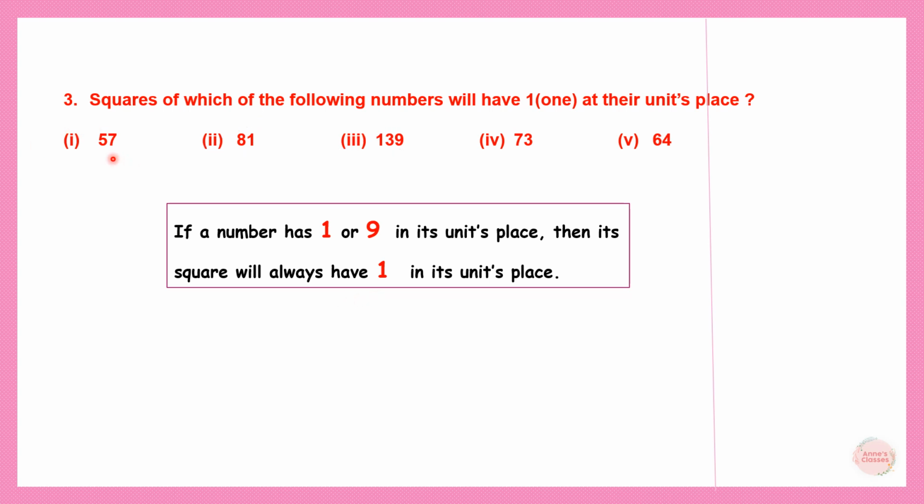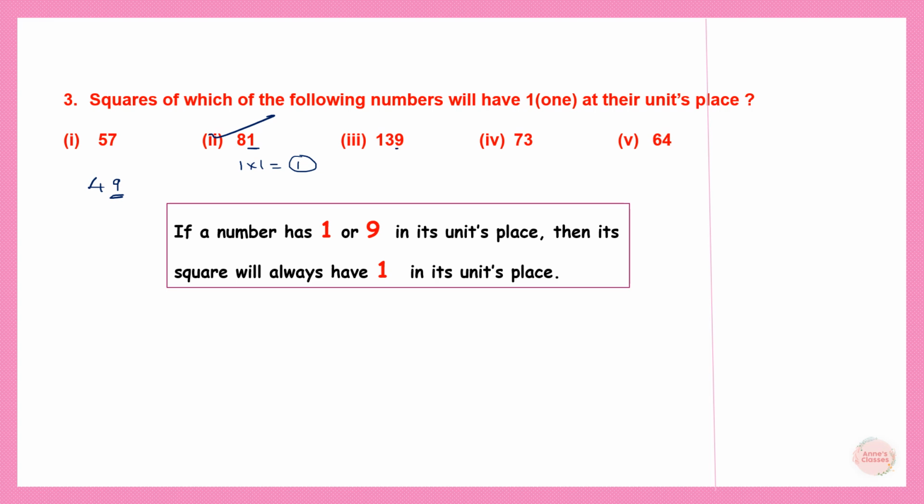You can also check this way. Here, 7 is in the units place. The square of 7, 7 sevens are 49, isn't it? Square of 7 is 49. That means 1 is not there in the units place. Look at the next one here. In the units place, we have 1. 1 ones are 1. 1 into 1 is 1. So this has 1 in the units place.